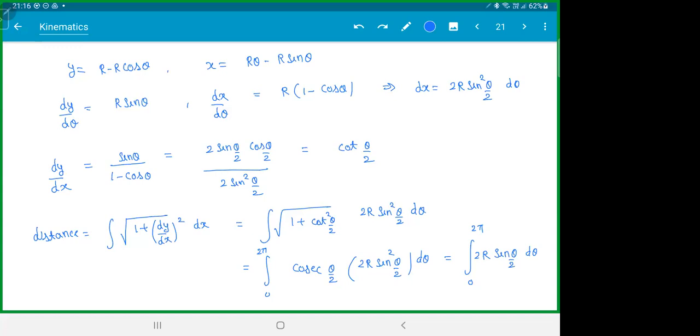It finally turns out to be a simple integral of sine theta by 2. The result is pretty nice, 8R. That's the kind of question you can expect in BITS or Mains, a direct result. In Advanced they may twist it a little more.